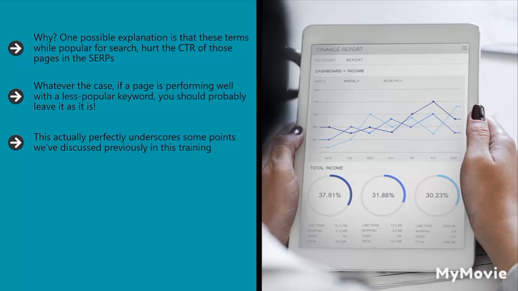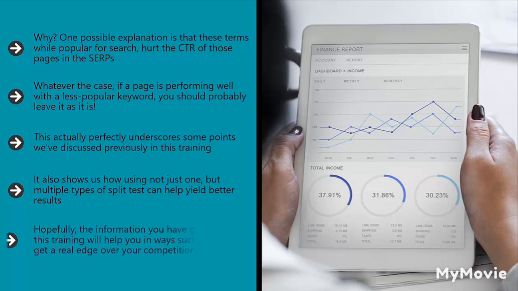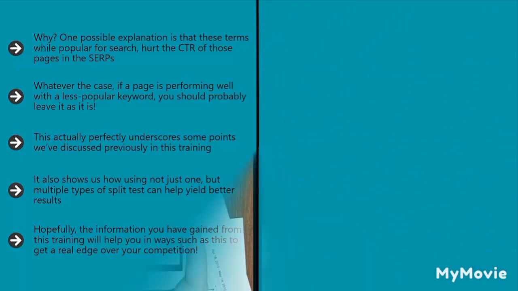For one, the multivariable nature of SEO and Google's algorithms means that while a recommendation might sound good on paper, it doesn't always translate in the real world, especially now that Google pays close attention to signals from users, such as bounce rate and CTR. It also shows us how using not just one, but multiple types of split tests can help yield better results. The research conducted here was done using a typical matched pages method, but if they had also used a redirect, they might have been able to see if the bounce rates and CTRs were what was responsible, or if something else was at play. Hopefully, the information you have gained from this training will help you in ways such as this to get a real edge over your competition.